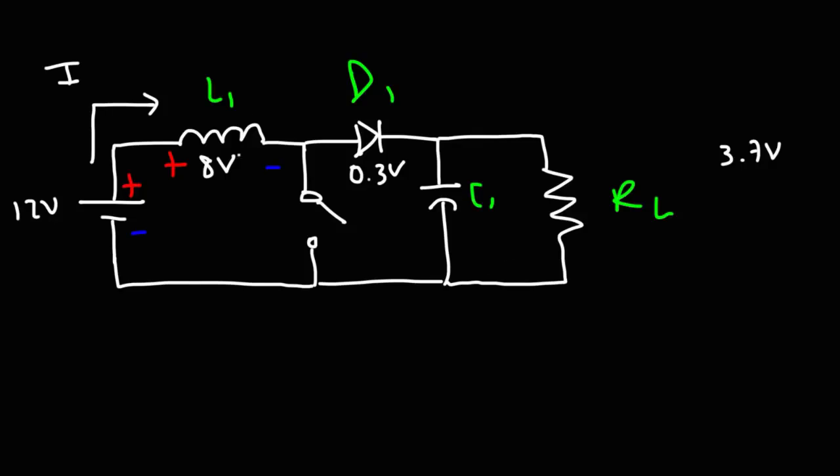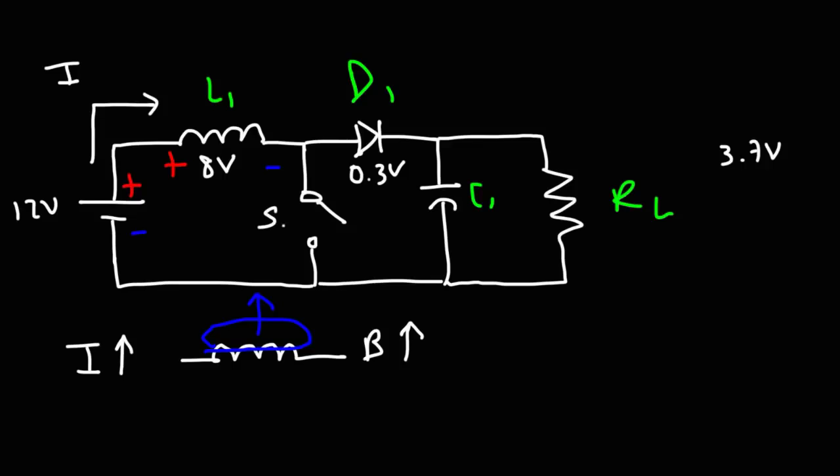Now, as the current flowing through the inductor increases, the magnetic field in the inductor will begin to expand. Anytime there's a current flowing through an inductor, there is a magnetic field. The strength of the magnetic field depends on the value of the current. So as the current goes up, the magnetic field gets stronger and it expands. And so right now, the inductor is storing energy. It's absorbing energy from the circuit.